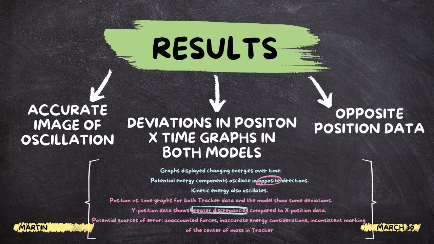Graphs displayed changing energies over time, such as potential energy components oscillating in opposite directions and the kinetic energy also oscillating. Position versus time graphs for both Tracker data and model show some deviations, such as the Y position data showing greater discrepancies compared to X position data. Potential sources of error could be unaccounted forces, inaccurate energy considerations, and inconsistent marking of the center of mass in Tracker.